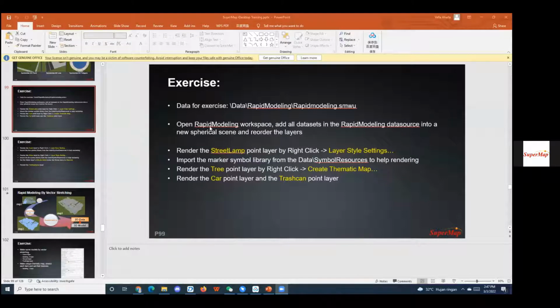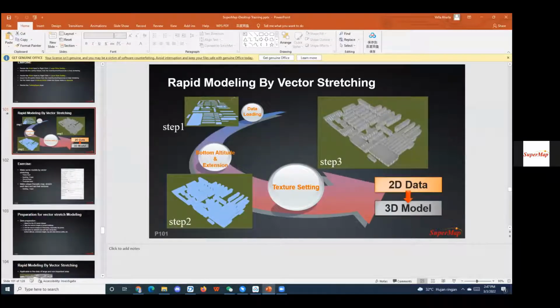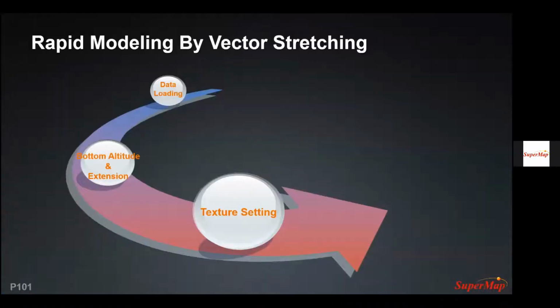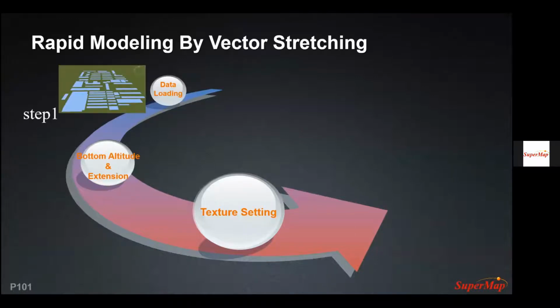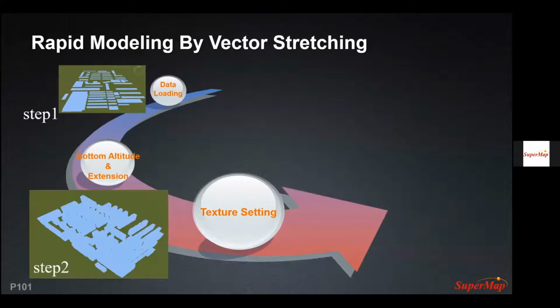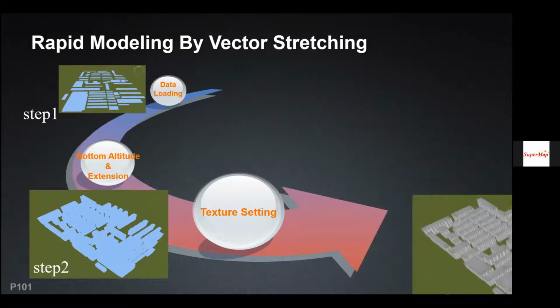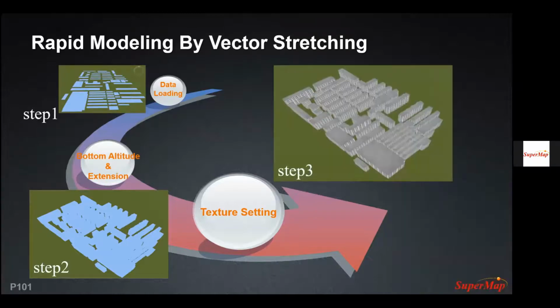All right, so we will continue the training. Now we will have a training on how to create rapid modeling by vector stretching. So here we have the data loading. We have step one, which is that we have a 2D polygon, right? And then we have an extrude, bottom altitude, and also extension. So here we set the 2D polygon into a 3D polygon using the bottom altitude and also the extension height of the building. And then we can change the texture of the building using an image.